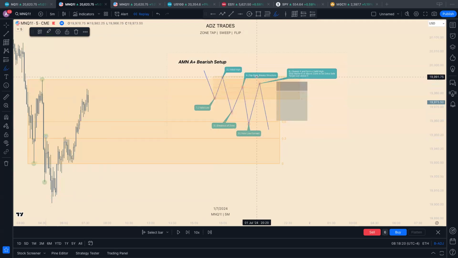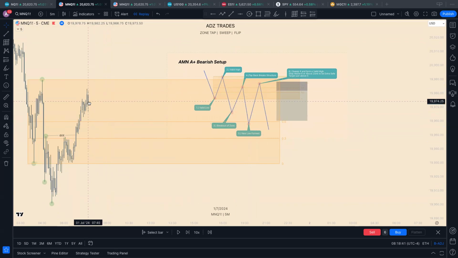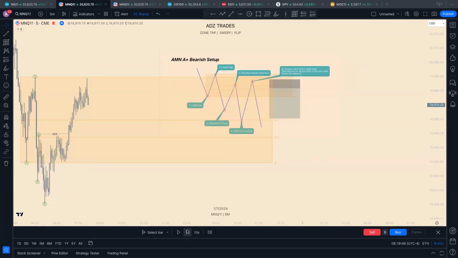But the tap back has to break structure. We have to break some sort of structure. And we broke this low here, so this is a valid tap. So that's our 5. And then we need a 6. We need this to get swept. This is liquidity. We sweep it. And then we need a valid high to form. So all we need is a valid high to form, and then we have our 6.